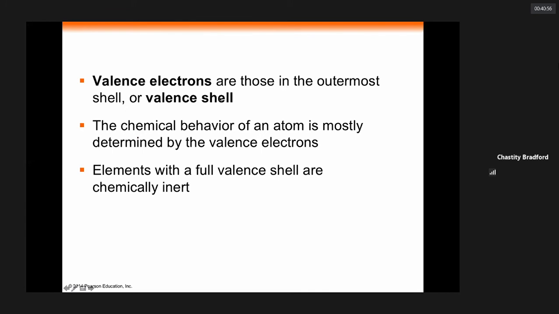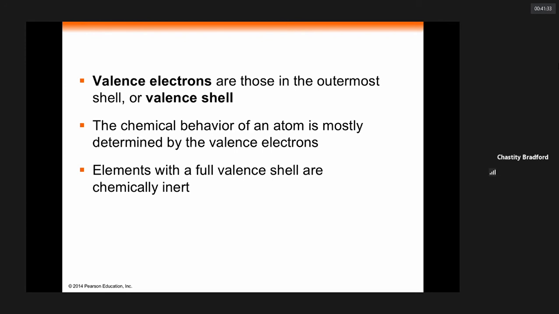So the number of valence electrons, Guadalupe, in neon and argon were how many? 8. How many valence electrons were in argon and neon? 8. Valence electrons are the electrons in the outermost shell, or we call it the valence shell.